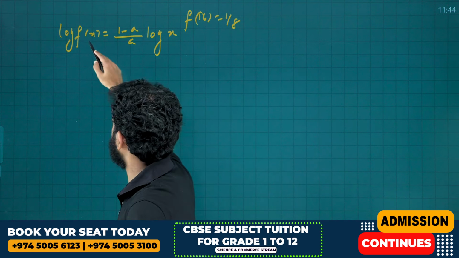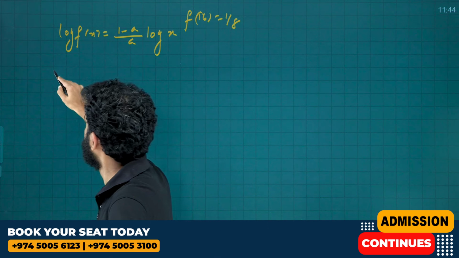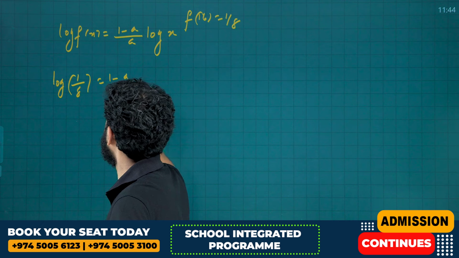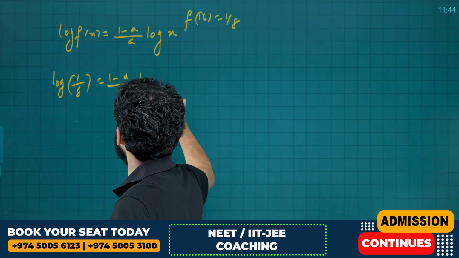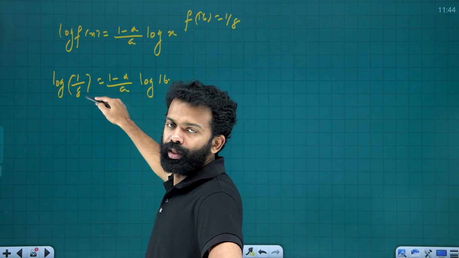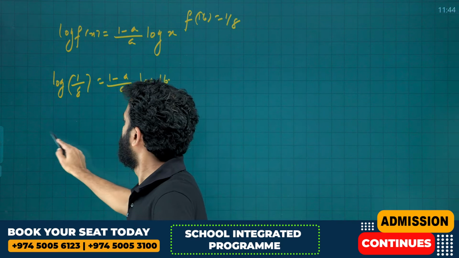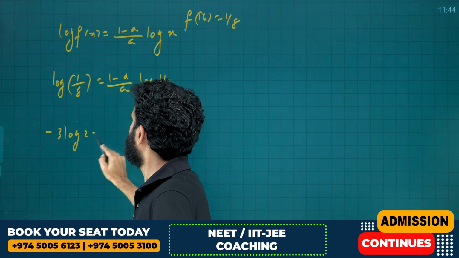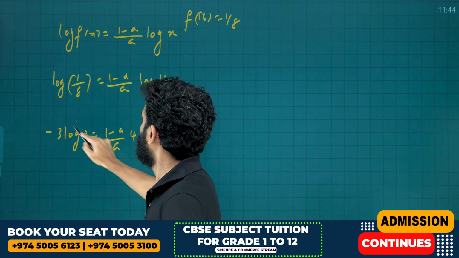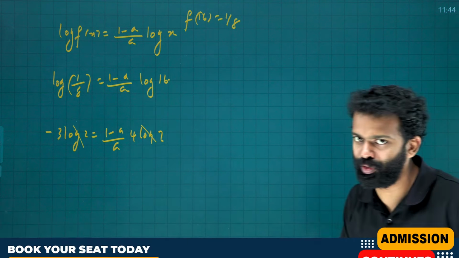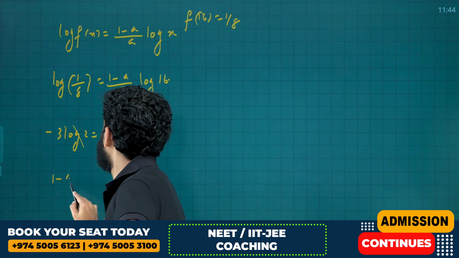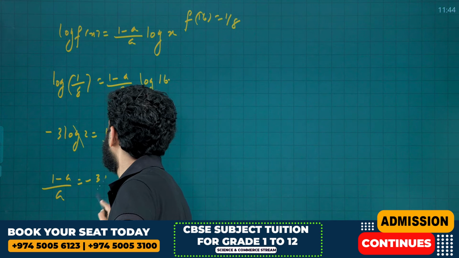That is f of 16. Put x is equal to 16 over here. That is 1 by 8. That is log 1 by 8 is equal to 1 minus a by a into log 16. Okay. So, this is 1 by 2 cube, that is 2 raised to minus 3. That is minus 3 log 2 is equal to 1 minus a by a into 4 log 2. Log 2 gets cancelled. 16 is 2 raised to 4, right? Okay, so what is 1 minus a by a? 1 minus a by a is equal to minus 3 by 4.